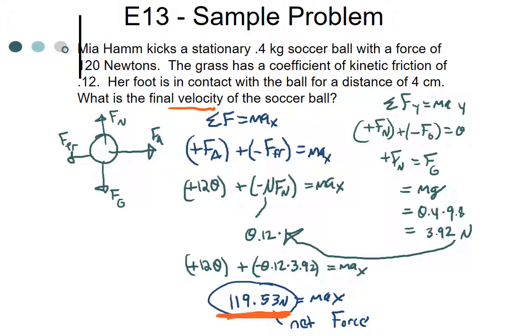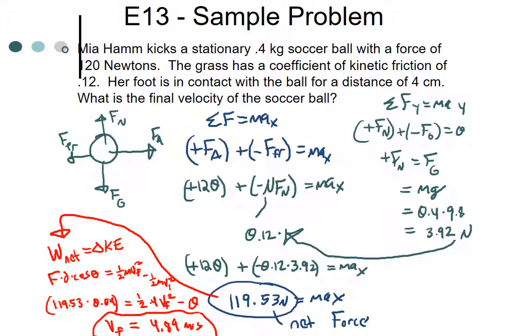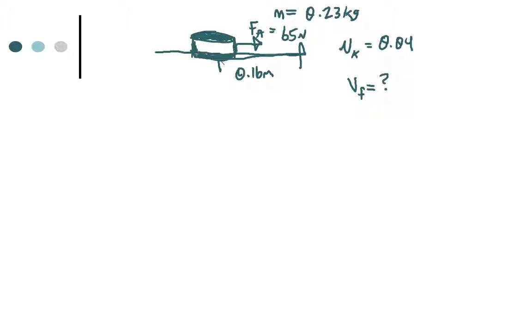So why don't you go ahead and pause the clip, and then go ahead and calculate what the final speed will be after she kicks the ball, and then see if you're okay. So go ahead and pause the clip, and then when you're ready, you can continue. Okay, so we should get a final speed of 4.89 meters per second, and again, this will be not quite as fast as it would be if there was no friction.